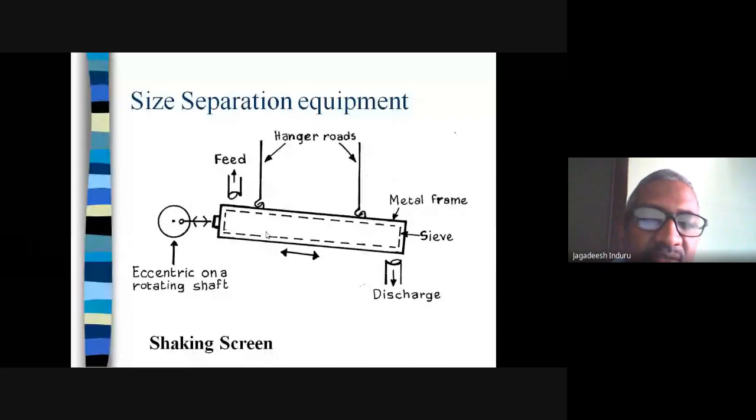Sometimes we will be asked a question on application. The application is that it is a commercial equipment used for tons of material to be separated into two fractions, one plus material and another minus material. And sometimes you will be asked for limitations along with the application.